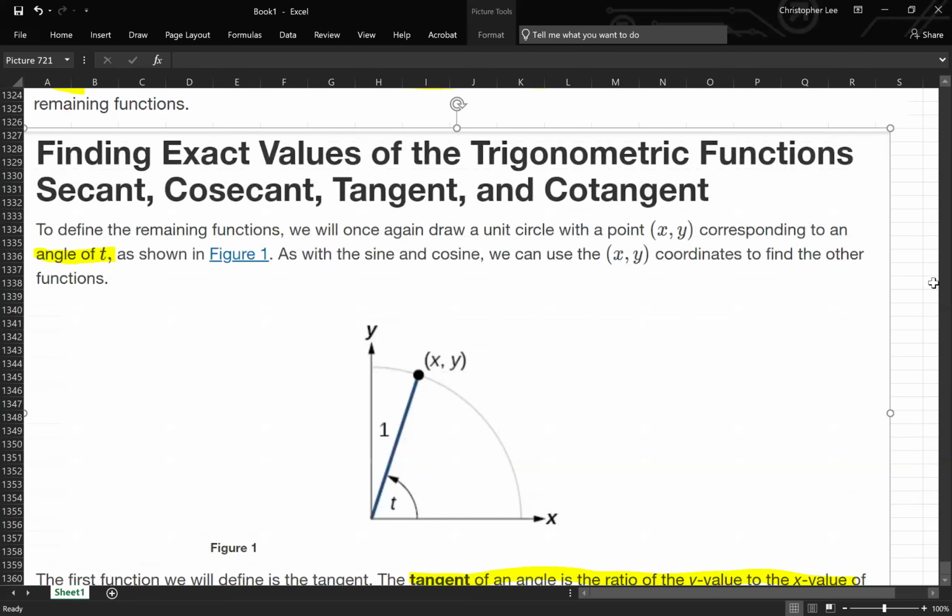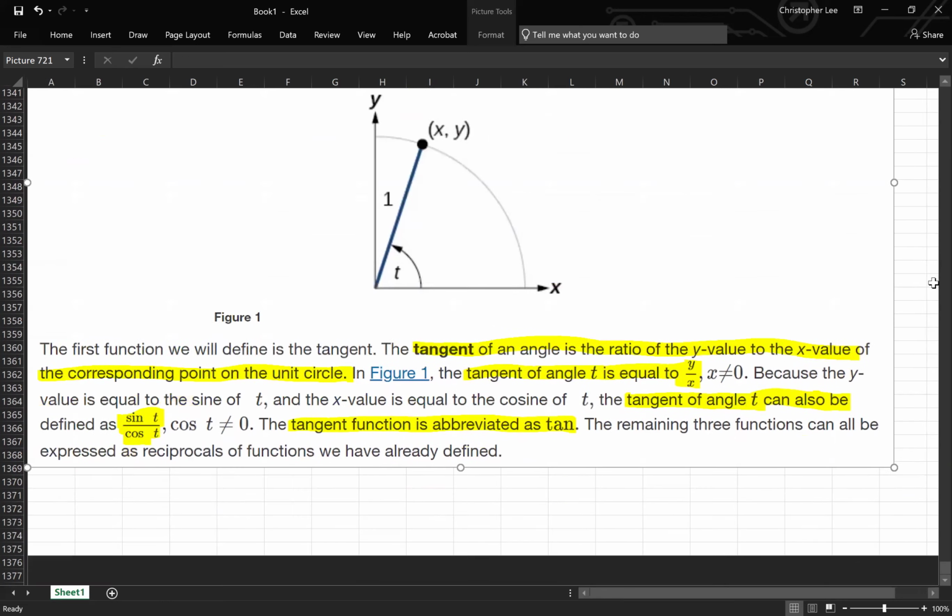So finding exact values of the trigonometric functions: secant, cosecant, tangent, and cotangent. To define the remaining functions, we will once again draw a unit circle with the point x, y corresponding to the angle of t, as shown in this figure. As with the sine and cosine, we can use the x, y coordinates to find the other functions.